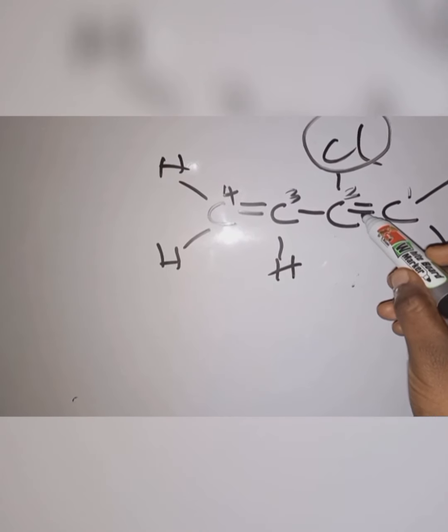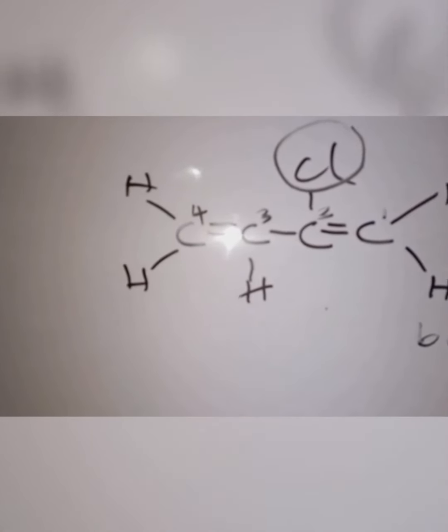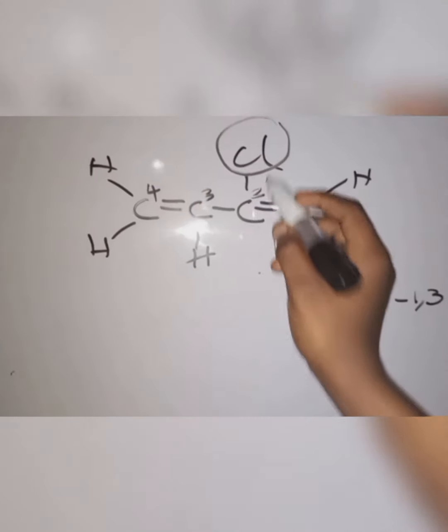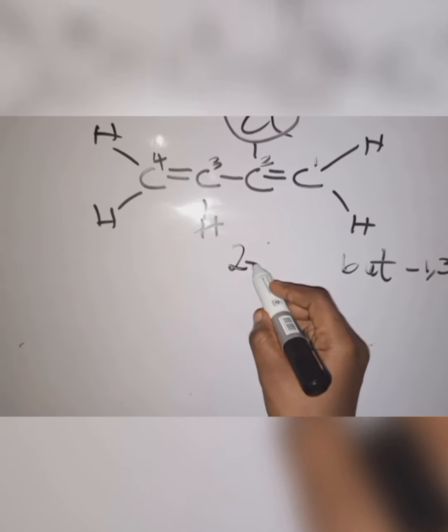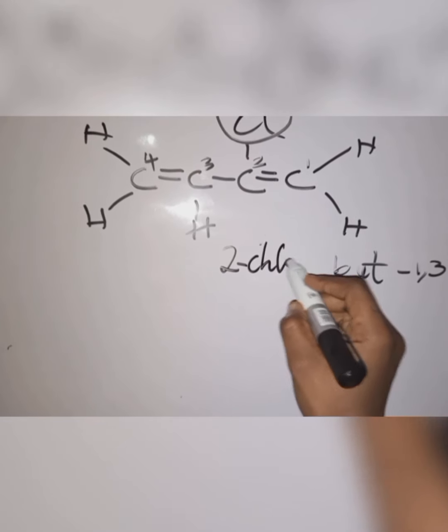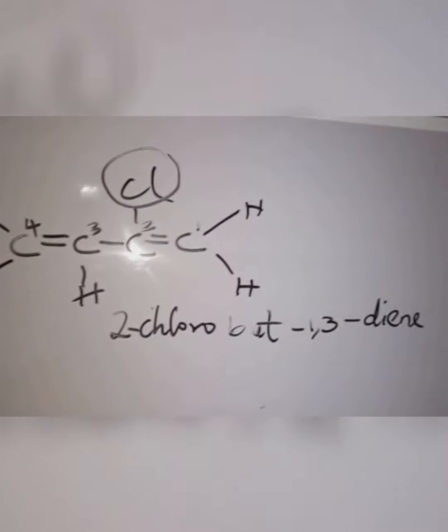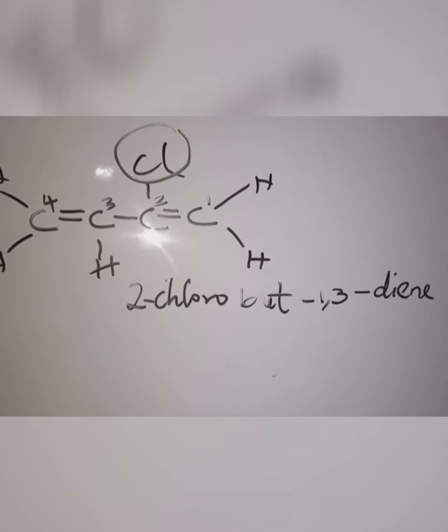So now we have double bonds at carbon 1 and 3. So buta-1,3-diene. We have chloro at carbon 2. So it's 2-chlorobuta-1,3-diene. That is our answer. Let's check.